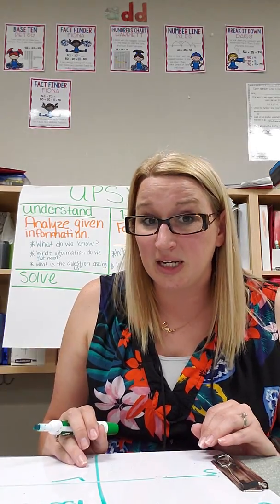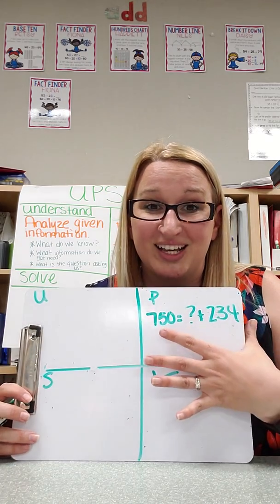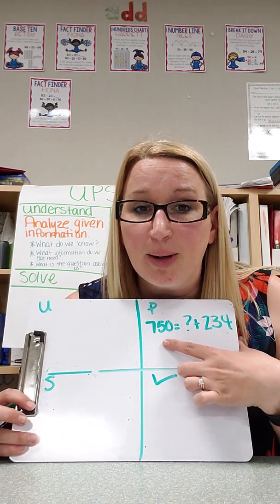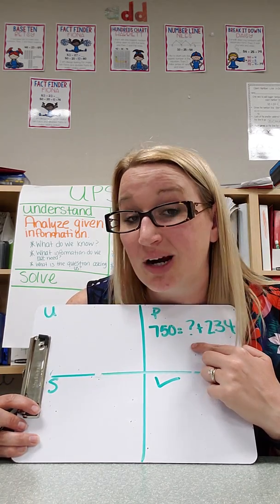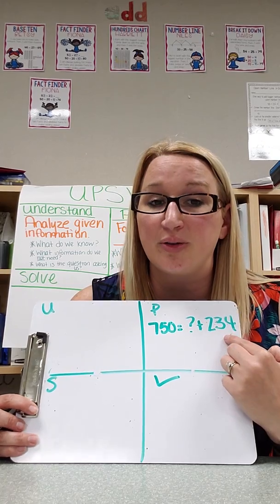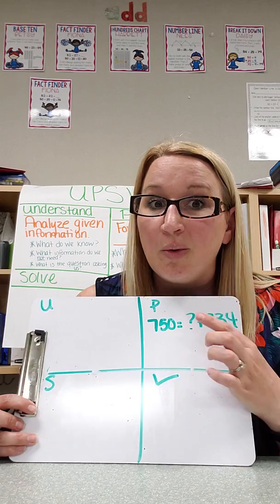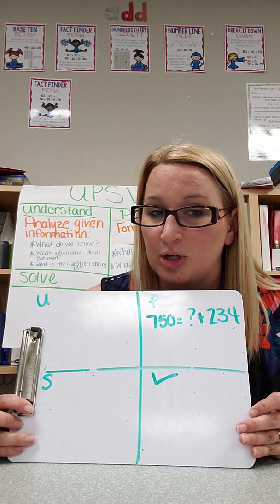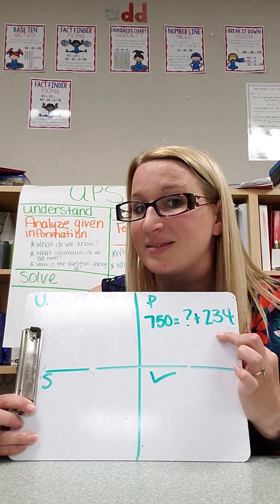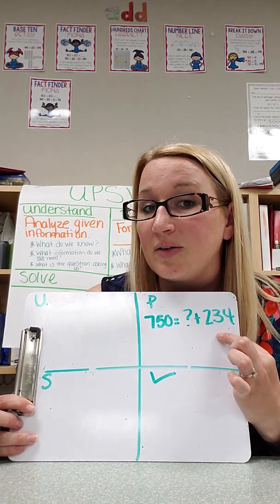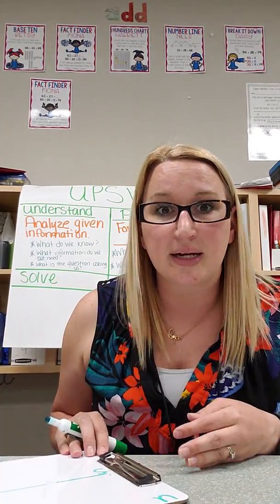Well, if I combine Monday and Tuesday together, I'm going to get my 750. So I've represented it with my plan as 750 is equal to question mark, because that's my unknown, plus 234. So I've got to figure out this unknown. That's my plan. Well, I know the opposite of addition is subtraction. So if I take this big number and subtract this small number, I could find my answer here. So I'm going to do that on my solve.